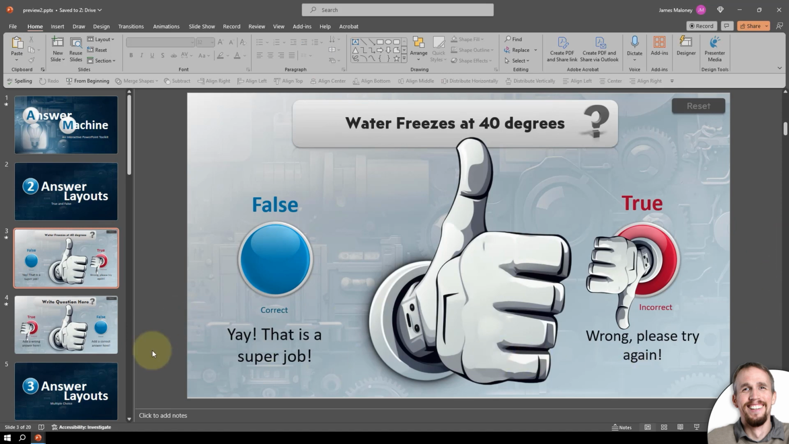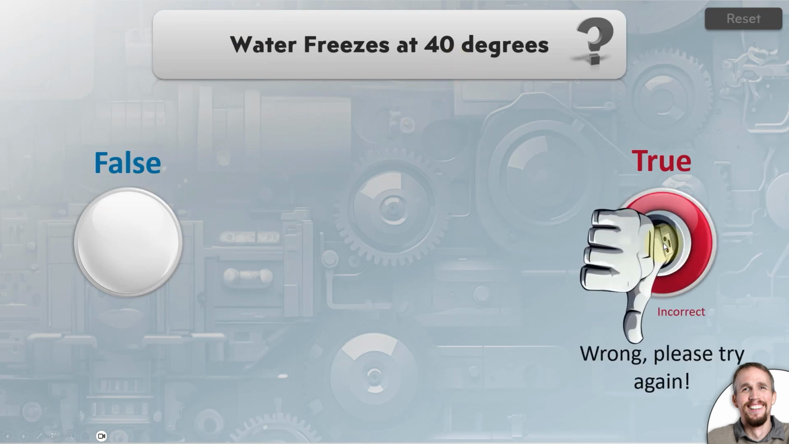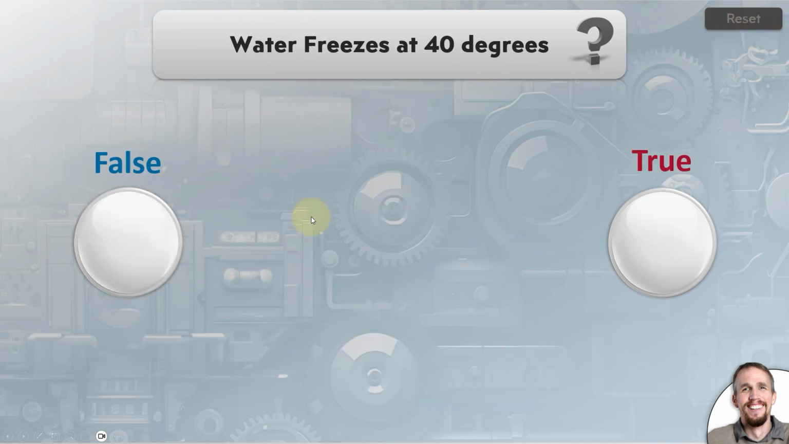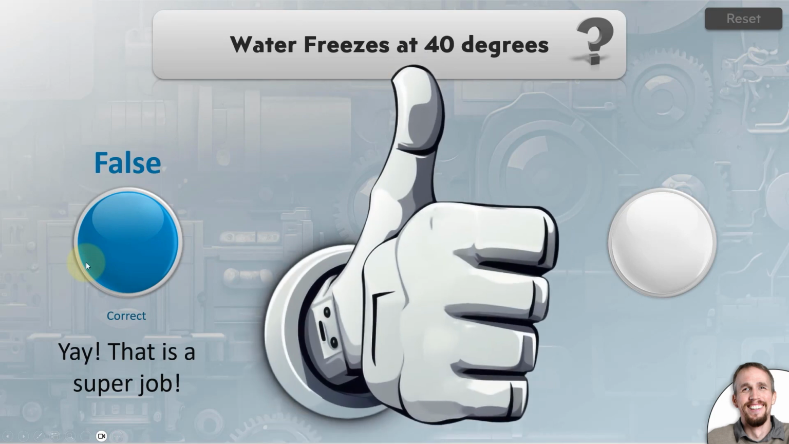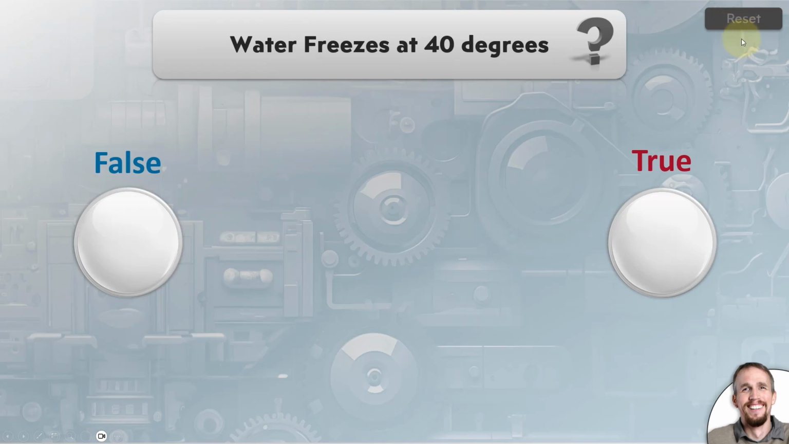So you can change the text to whatever you want, and then when I play this slideshow, you can have somebody answer this true or false. Water freezes at 40 degrees. If they say true, they'll get wrong, please try again. And then, of course, they can click false and get that is the correct answer. And you can reset the slide up here where it says reset. If they select false, they will get the right answer right away. And if they get the correct answer and you want to show the false answer, you can click on that if you want to. Okay, I'm going to exit out of that.